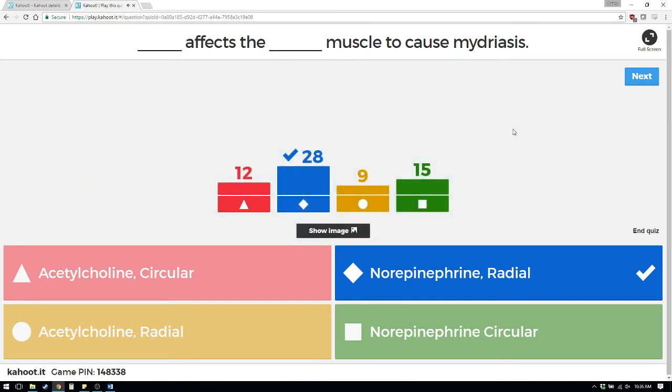All right. So good even spread there. So acetylcholine is going to do what? That's coming from the parasympathetic or the sympathetic nervous system? Parasympathetic. Good. And so that's going to cause what to the pupils? Cause them to contract to cause miosis, right? Not mitosis, but miosis. So causing miosis. So that's going to be those circular muscles being constricted by acetylcholine.